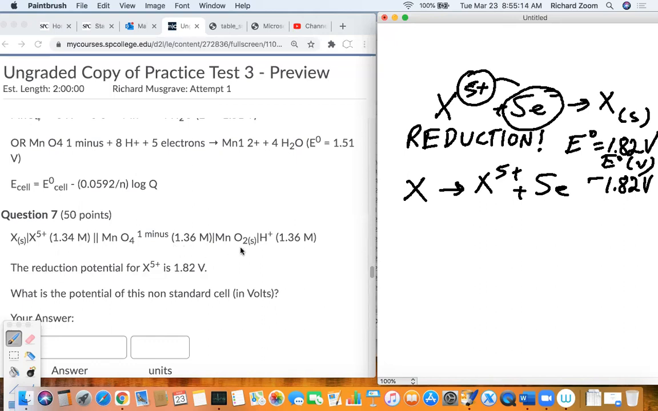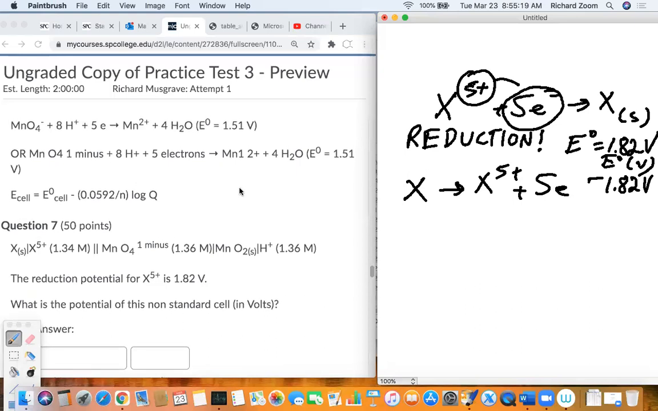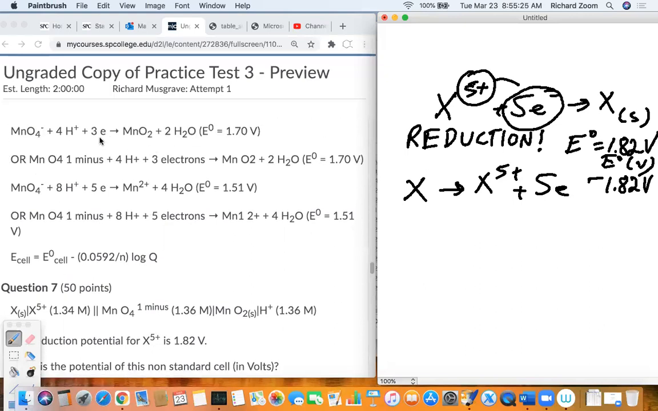Okay. So now what I do is I'm looking at the rest of it. I've got MnO4 minus and MnO2 and H plus. So I have to find the reaction that's relevant to that. And those are actually listed above here. And the one that's relevant is the first one. MnO4 minus goes to MnO2. So I'm going to copy that one down. MnO4 minus plus 4H plus plus 3 electrons gives MnO2 plus 2H2O. And the E naught for that is 1.70 volts.